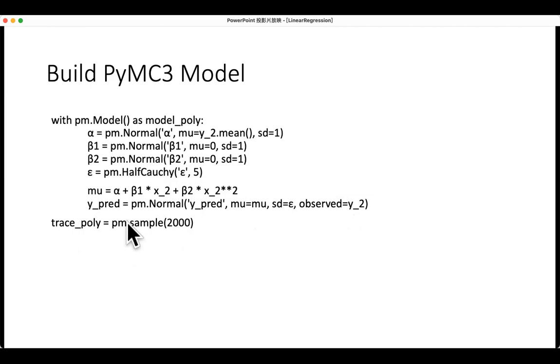And then we generate 2000 traces. So this is our polynomial regression model. To be exact, it's with order 2.